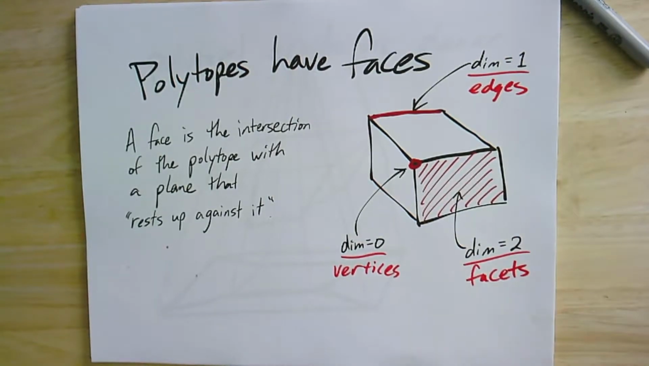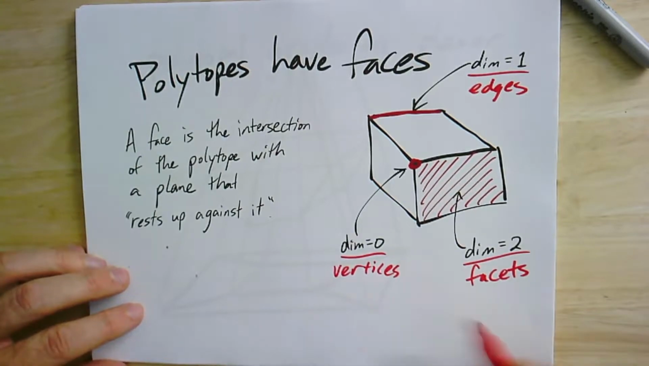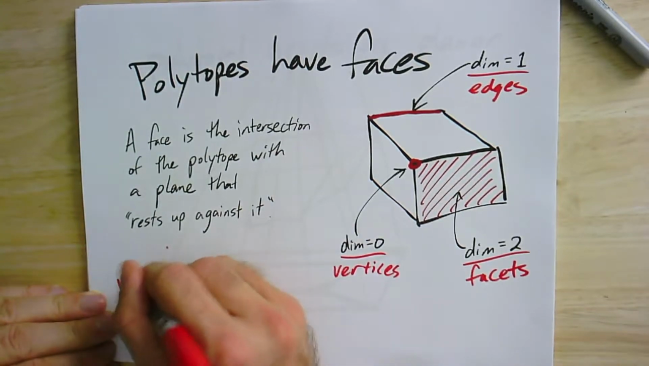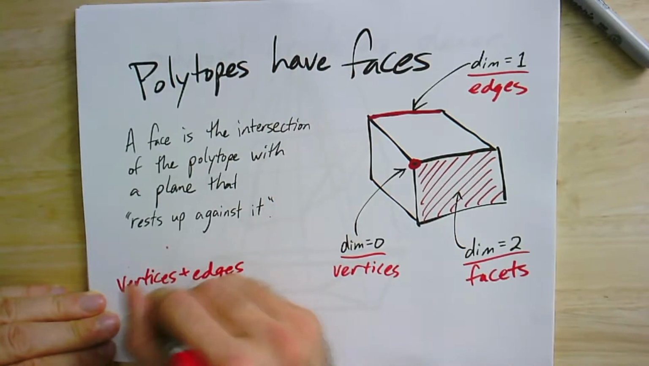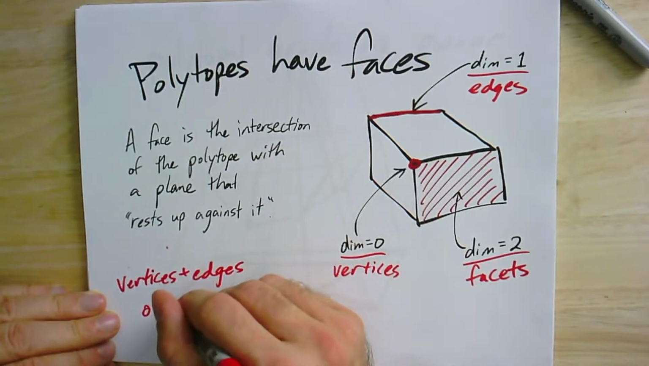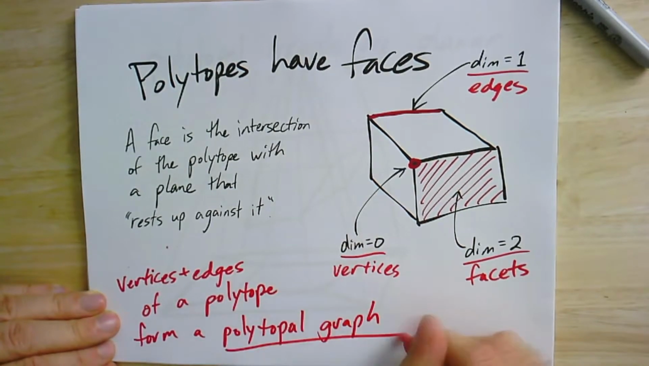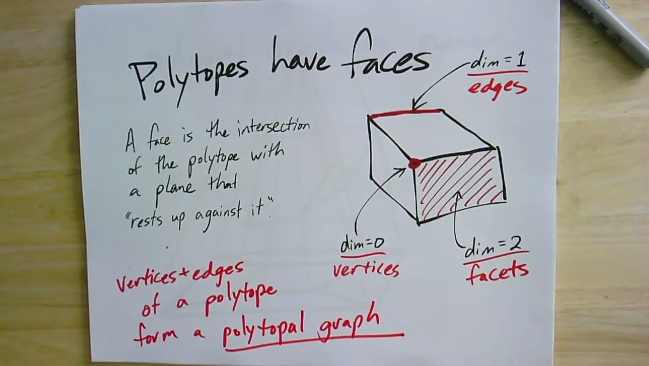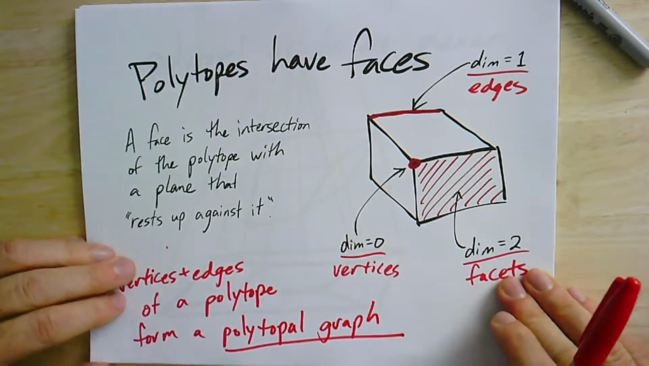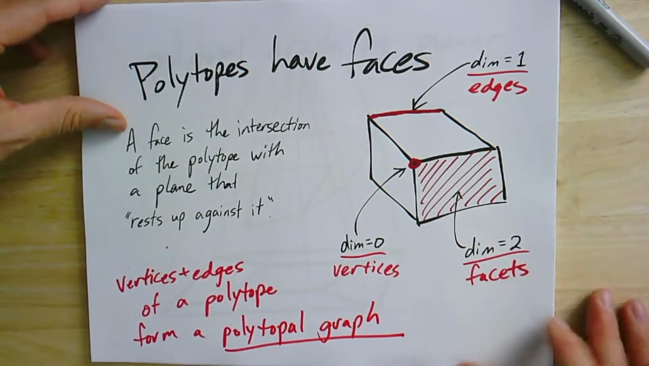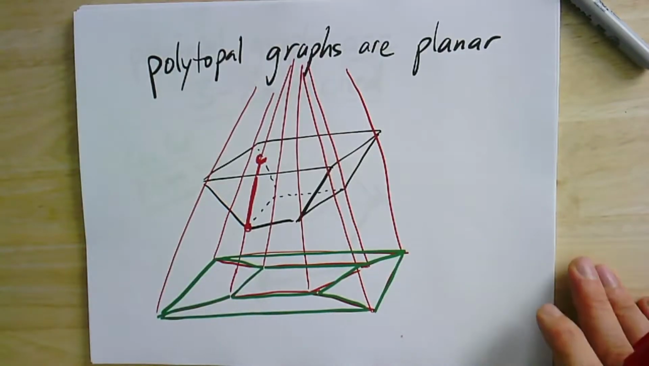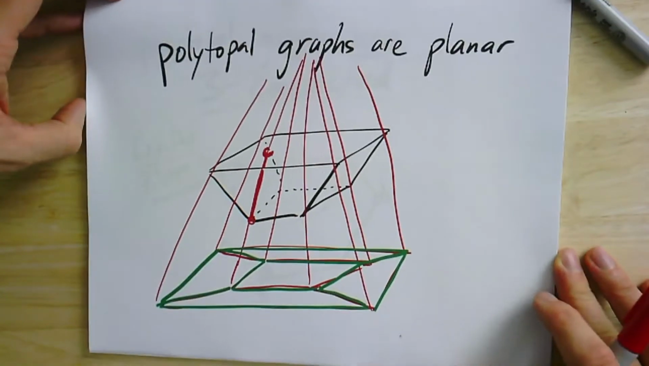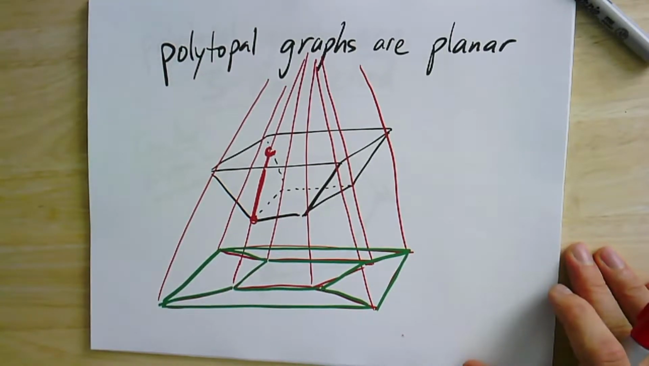And from this, you get a graph, because you can take just the vertices and edges of a polytope, and they form what we'll call a polytopal graph. Now, Steinitz's theorem is going to tell us how to characterize polytopal graphs completely just in terms of planarity and connectivity. Before we go to the hard part, let's do what I think is probably the easier part, which is to see that polytopal graphs are planar.